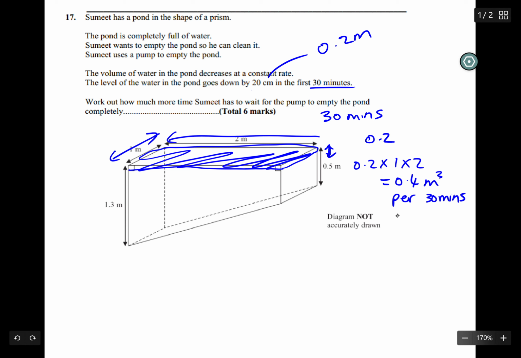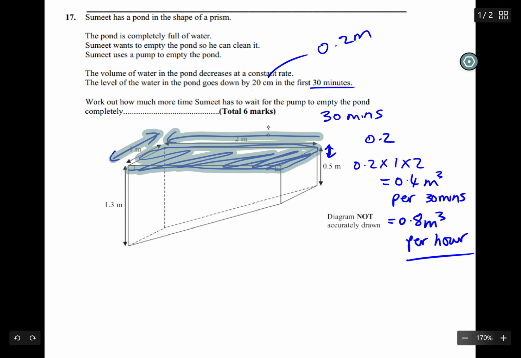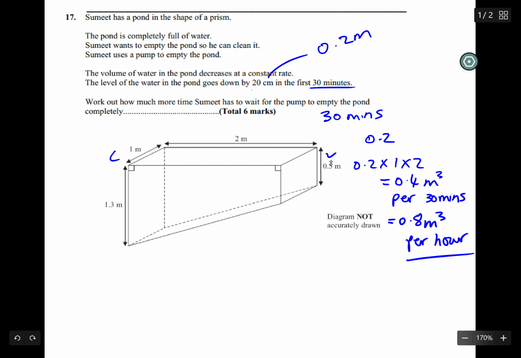Now that actually just works out as 0.8 meters cubed per hour, which will be useful later for us. So now we need to work out the volume of the prism here. So any prism, for example, if it was a triangular prism like this, you just work out the cross section and multiply it by the depth.